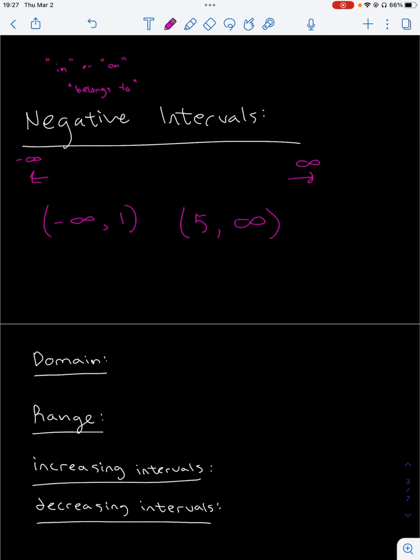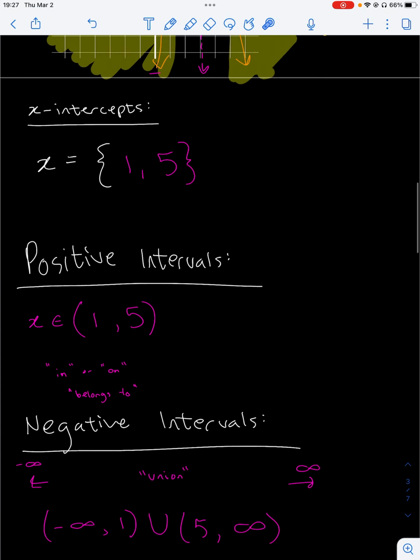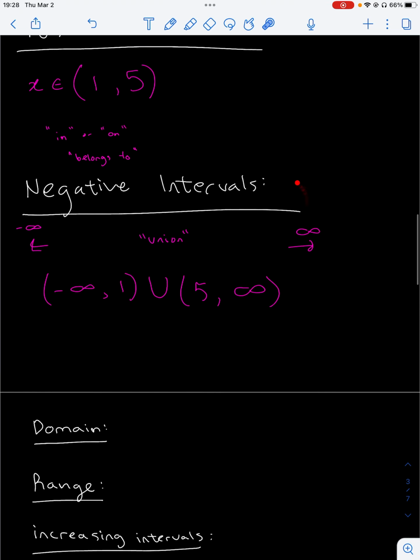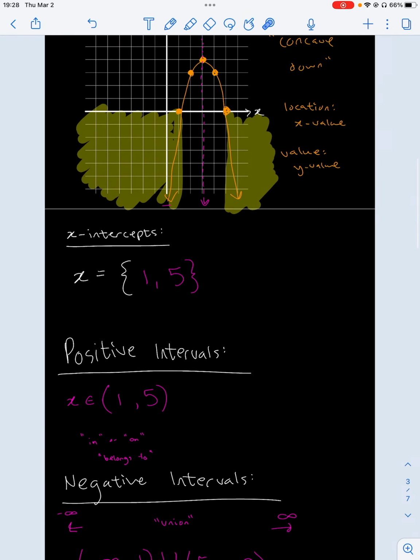Everything in either of those two, which we're going to combine with what we call a union, which you notice looks like a U for union. It's basically saying put these two together. Everything in either one of these two intervals, collections of locations, x values here, everything on either side in either of these shaded regions is going to be where we have a negative value for your graph. Cool, so that is our intervals and our x-intercepts.